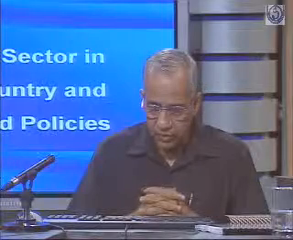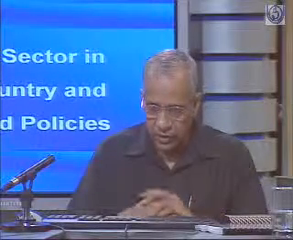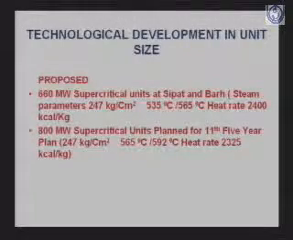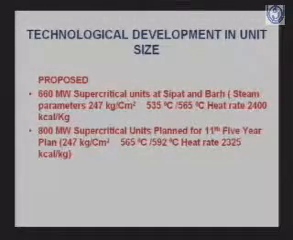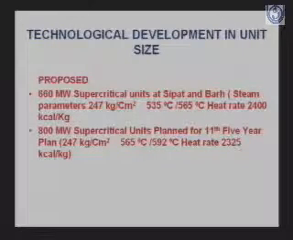Now I must come to the technological developments in the unit size. Now proposed are 660 megawatt units at Sipat and Bara. These are two locations in the country where the steam parameters, you can see, we have increased to 240 kg per centimeter square, and the temperature is increased to 535 degrees centigrade and 565 degrees centigrade.